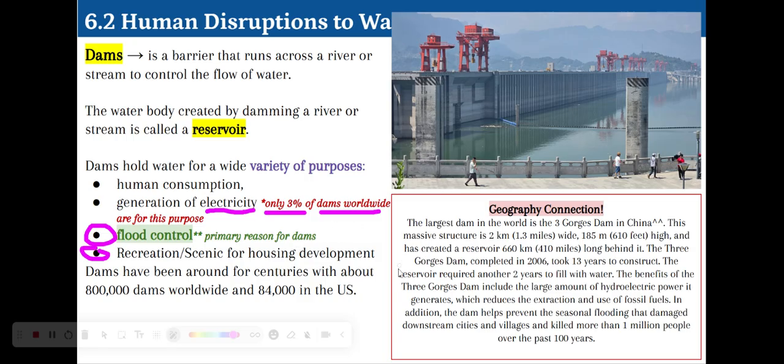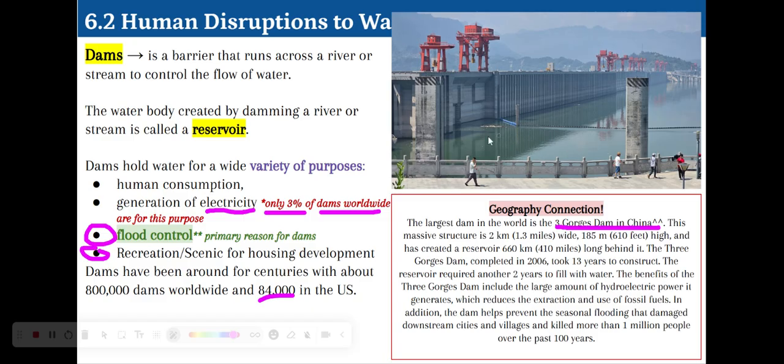Dams have been around for centuries, with about 800,000 dams worldwide and 84,000 in the US. Do you have to know those numbers? No. But dams are a very common way to prevent flooding. And this is the Three Gorges Dam in China. This is the biggest dam in the entire world.